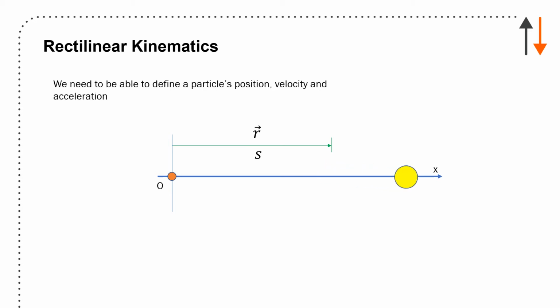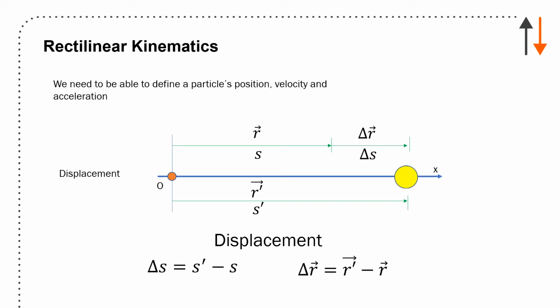Displacement is sort of a mid-step in terms of the analysis. We don't do very much with it later, but it describes where the particle has moved from position 1 to position 2, so s to s prime or r to r prime. The difference between the two positions is delta s or delta r. And so you can define that either as delta s equals s prime minus s or delta r equals r prime minus r.